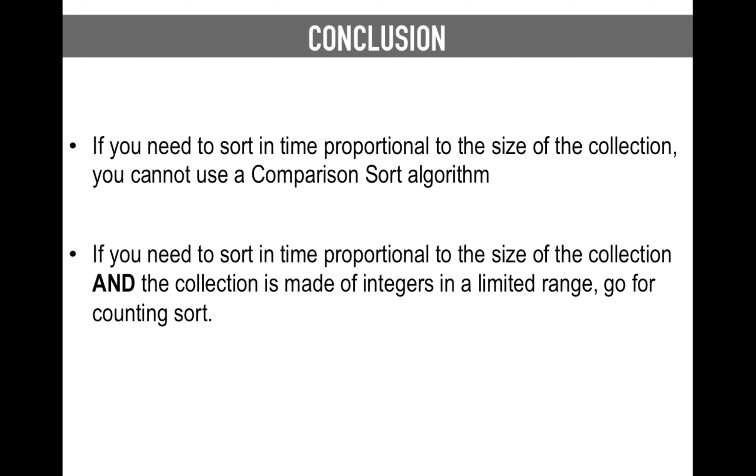So, in conclusion, if you need to sort in time proportional to the size of a collection, you cannot use a comparison sort algorithm, because in the worst case, it might be that in some cases you can get linear, but in the worst case, you will never get linear with a comparison sort. So if you need to sort in time proportional to the size of the collection and the collection is made of integers in a limited range, go for counting sort, which is the only non-comparison sort you know in this module.